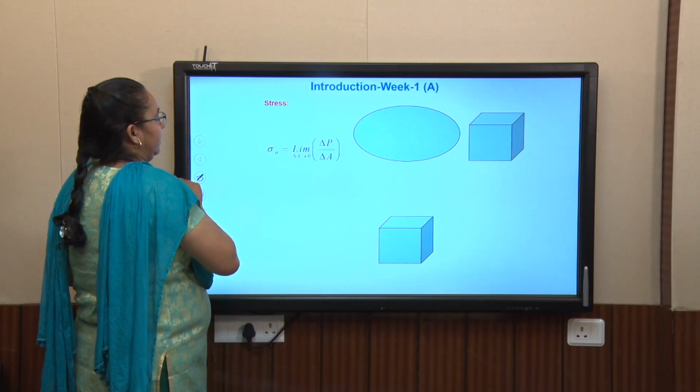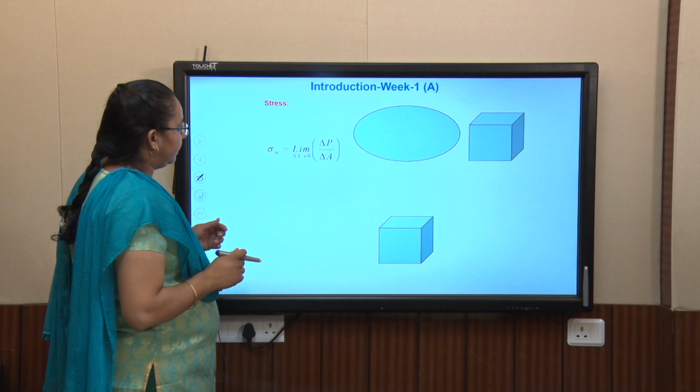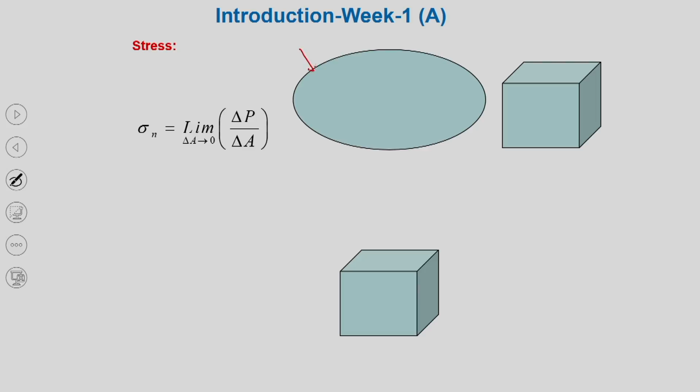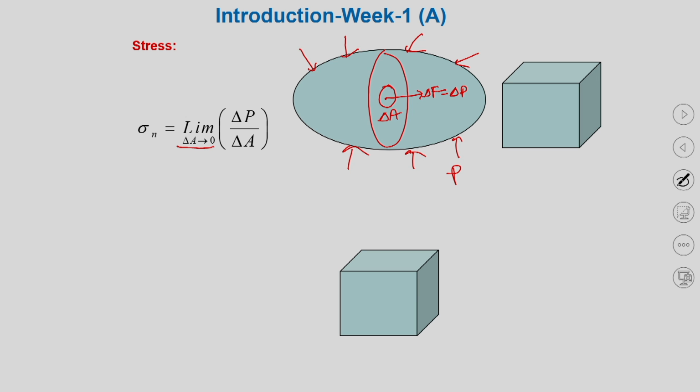So, how do you define a stress? Definition of a stress: if this body is subjected to a number of forces, let us say P, then if you take a small area over that body, the resultant force will be delta F working over delta A, or delta P. Then at that point, if this area reduces to a point, area tends to 0, we will say that stress at that point acts in a normal direction, delta P over delta A.